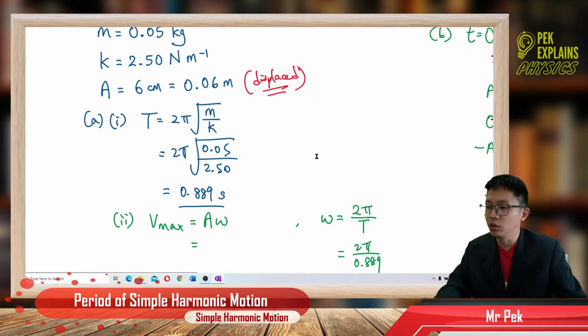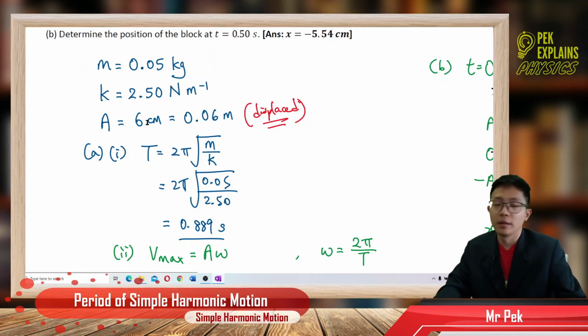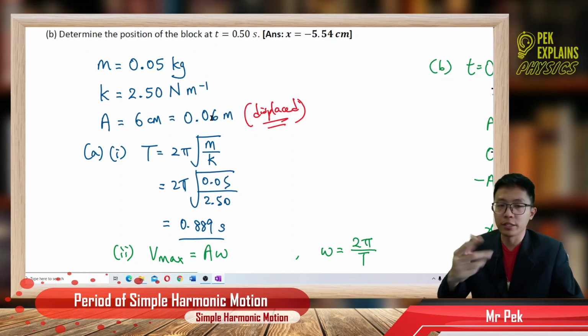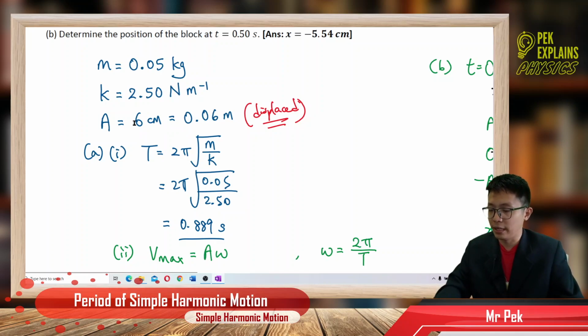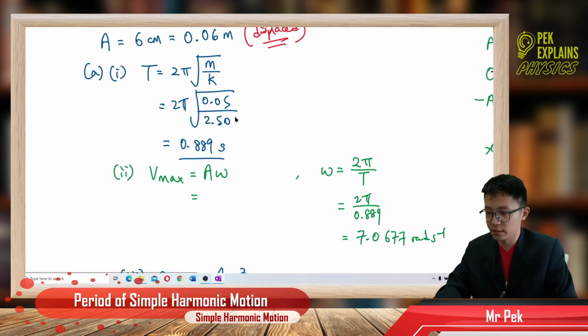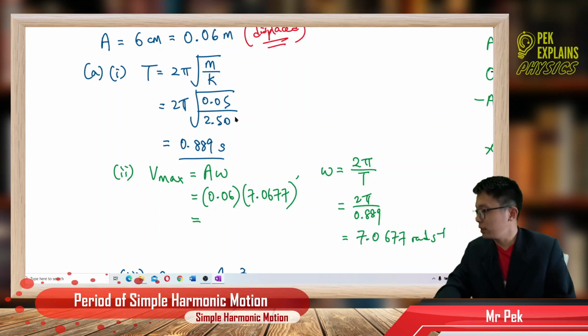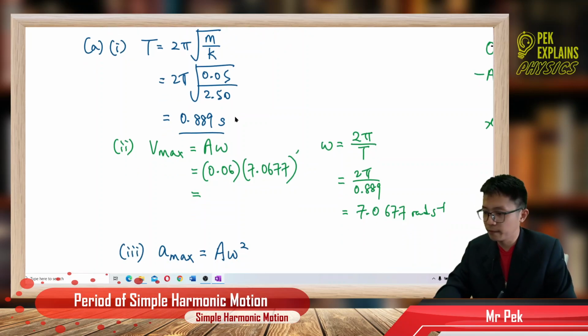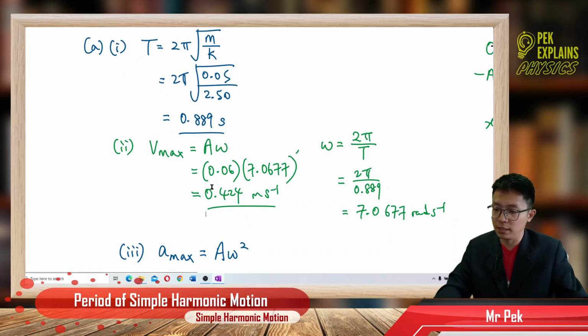So our amplitude is 6 cm. How much we displace is how much our amplitude. I already convert to meter. So that is 0.06 meter. Then 7.0677. Okay. So what is the maximum speed? 0.424 meter per second. Yes, that's our maximum speed.